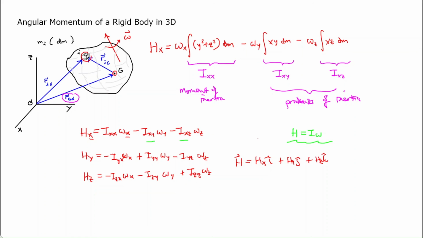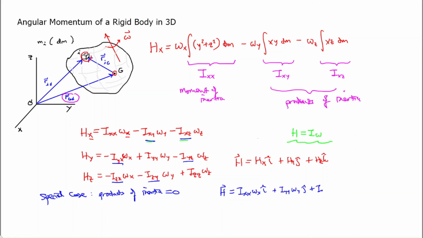And that special case is if the products of inertia just happen to be 0. I'll underline all of the products of inertia in blue. In that case, we really do get just a single term with an I times an omega for our angular momentum. So in other words, it's going to be I sub xx omega x, and that's the x component, so we multiply by i, plus I sub yy omega y j plus I sub zz omega z k. So even in this case, it's still not as simple as it would be for a fixed axis, essentially a two-dimensional or planar rotation.